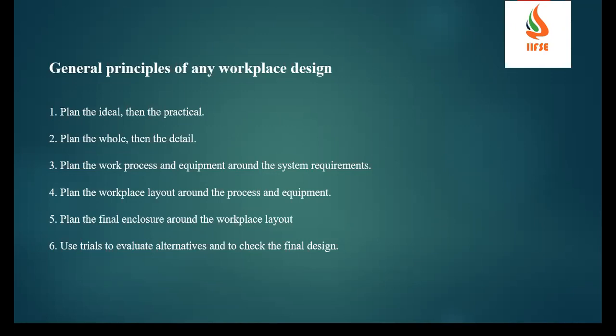Here we have to have a detailed plan. It should be practically implementable. We should plan for the whole workplace design. We also have to identify what processes and systems are required in that work area, and the workplace layout should be finalized in and around the process as well as the equipment. The final enclosure, if required, has to be placed, and we also have to do trial and error before executing the process or the project.